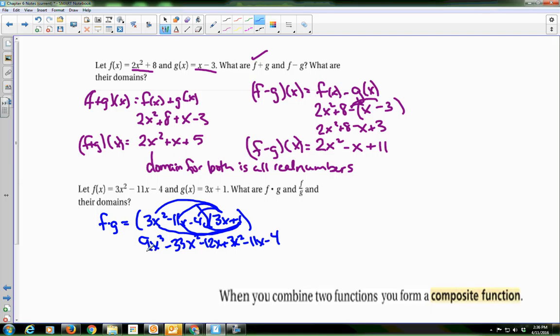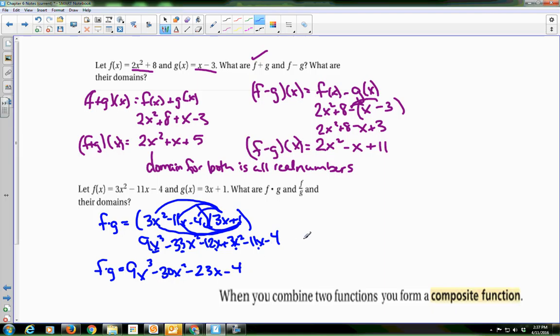Okay, combine like terms. f times g equals, do I have any other cubes? Nope, so it's 9x to the third. Check. Negative 33x squared plus 3x squared is negative 30x squared. I'm going to put a dot so I can remember I took care of that. Negative 12x minus 11x is negative 23x. Check, and then minus 4.